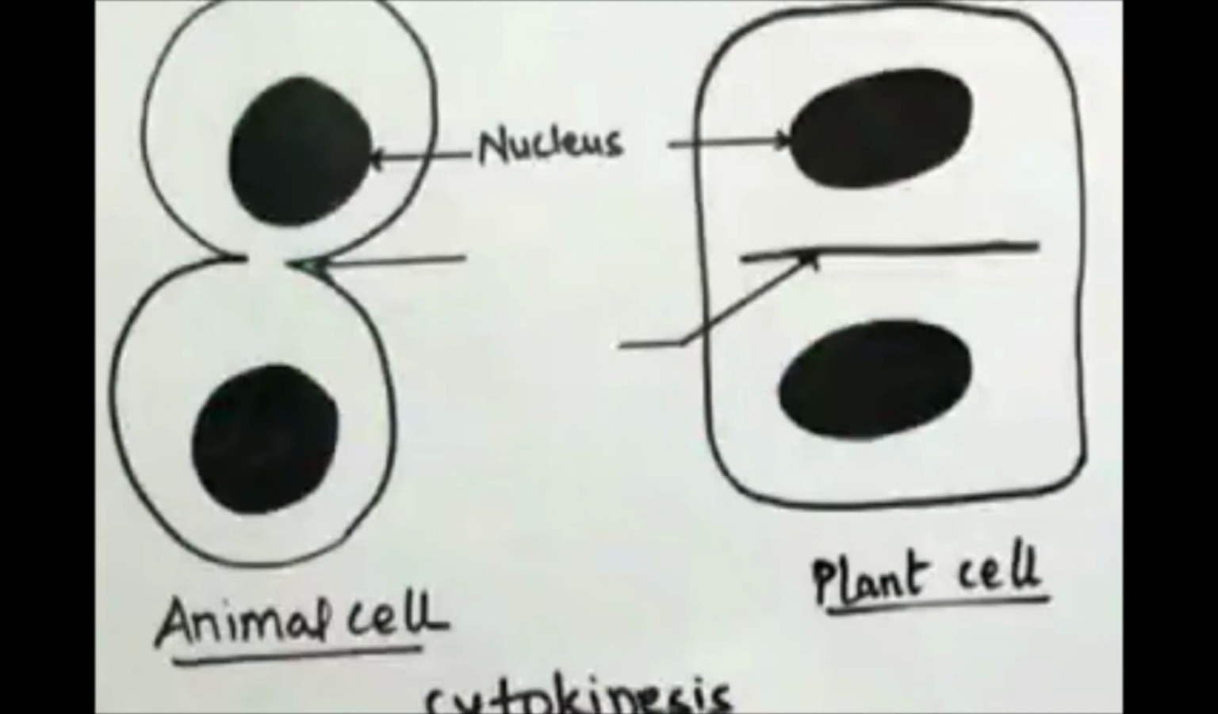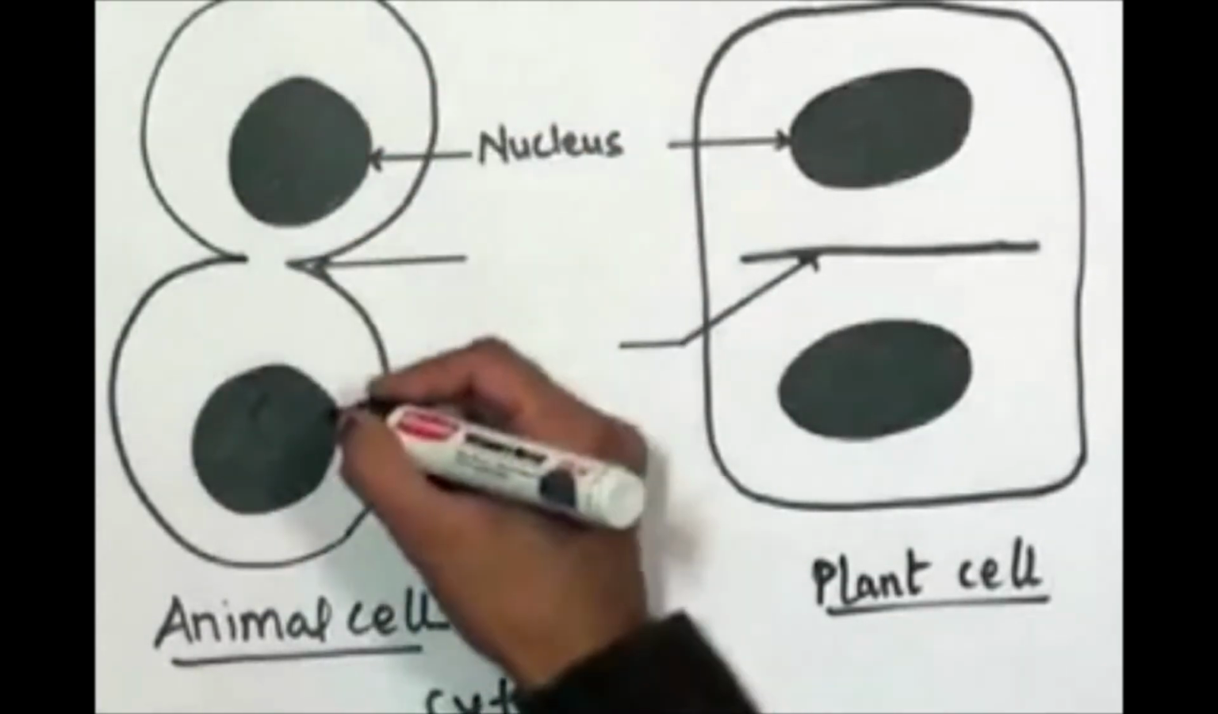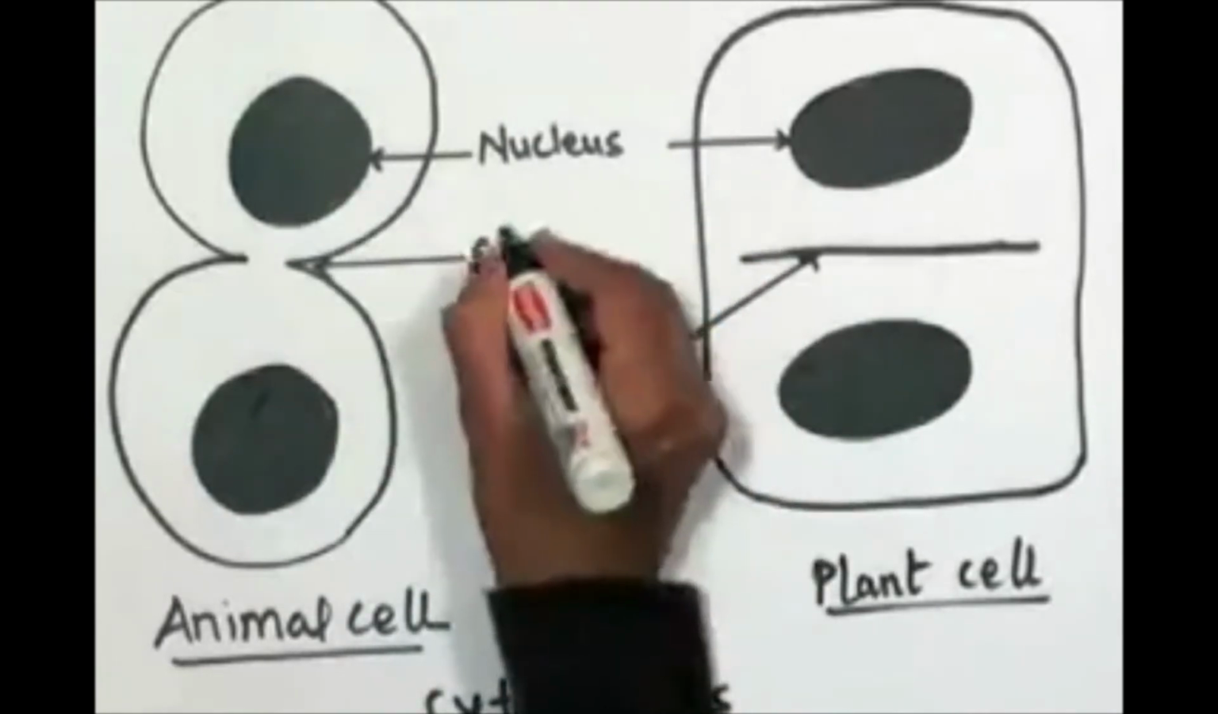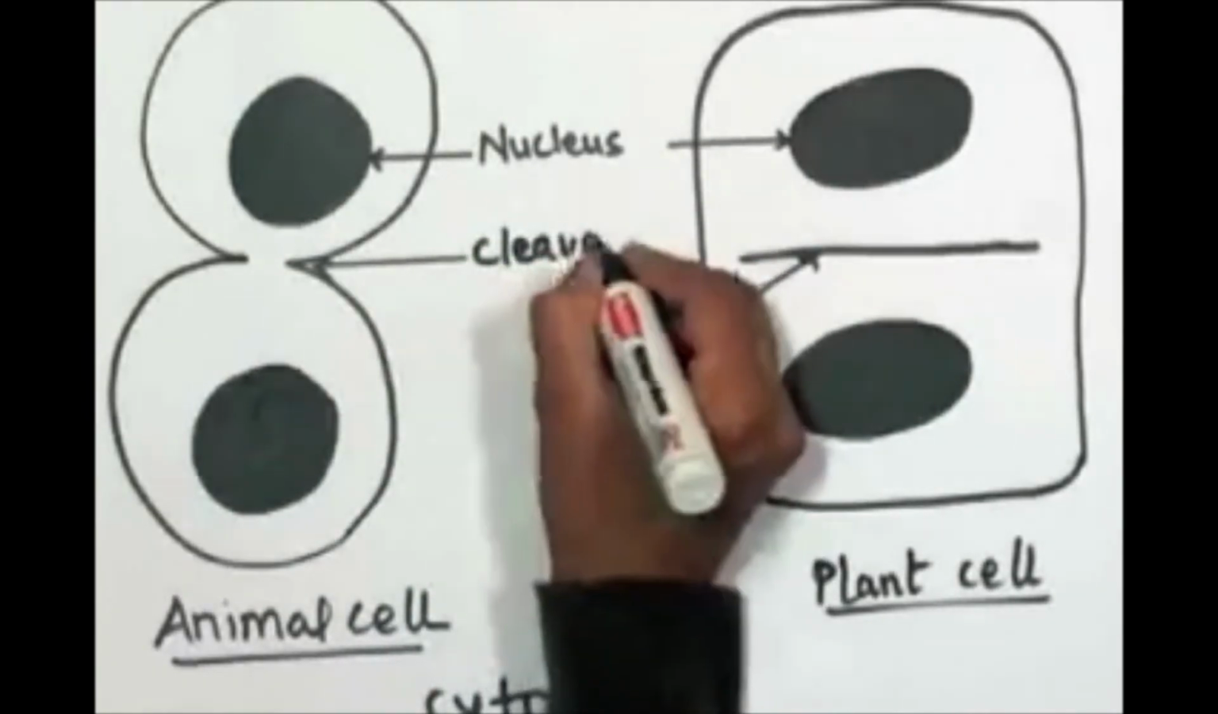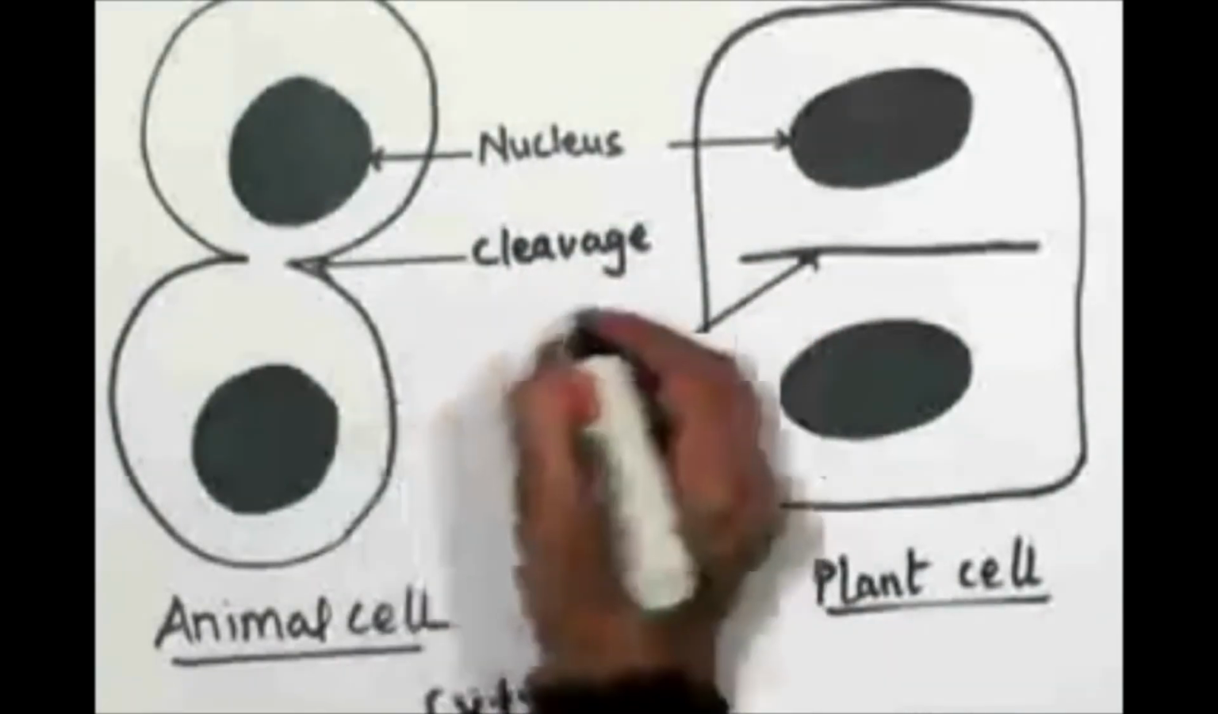You can see by the end of telophase, the nuclear division has completed, and now the cell enters into the next stage, that is cytokinesis, in which the cytoplasm will also divide and the cell will form two daughter cells. Here you can see that the cleavage furrow is not complete but will get completed by the end of cytokinesis.